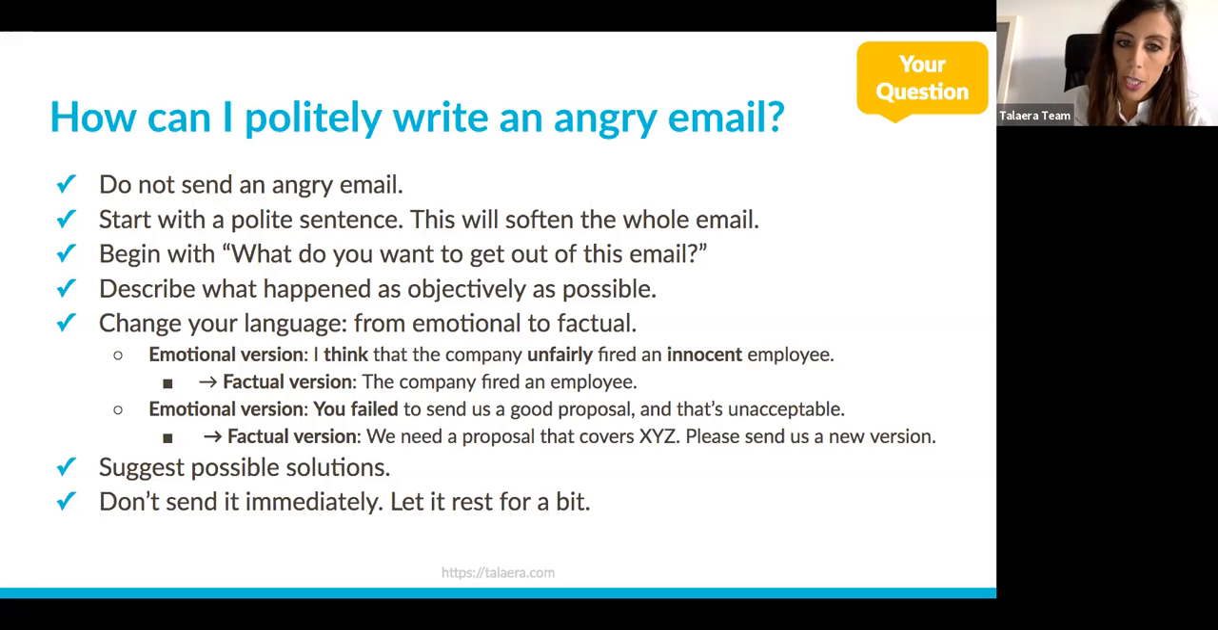Another emotional version would be, "You failed to send us a good proposal and that's unacceptable." But if you want to be objective, you could just say, "We need a proposal that covers XYZ. Please send us a new version." And then, super, super important, suggest possible solutions. And the last bit, don't send it immediately. Let it rest for a bit. Read it the day after. And if it still sounds good, wait a little longer and then you can send it. If you follow all these steps, then it's a safe way to politely write an angry email.